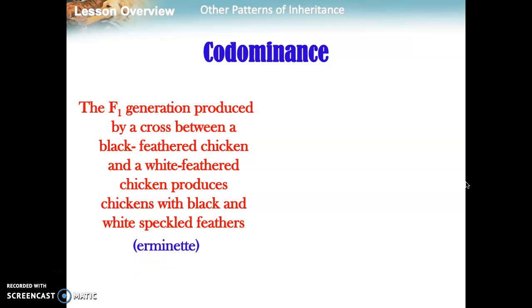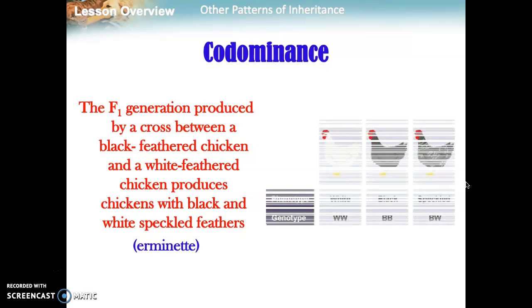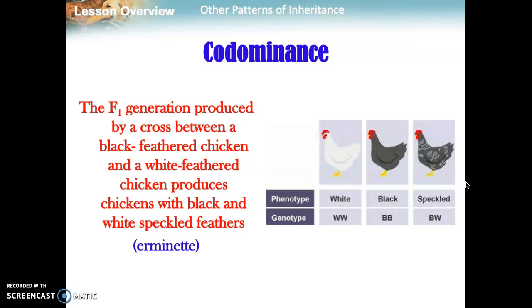A chicken that has this black color with white is called an erminette. That's just its name. So we can see here, in order to be white, just like we talked about with incomplete dominance, you're going to have both big W's. Since white is considered a dominant allele here, it does get a capital letter. The only way to be black is to have two big B's. Again, black is a dominant allele, so it gets a capital letter.